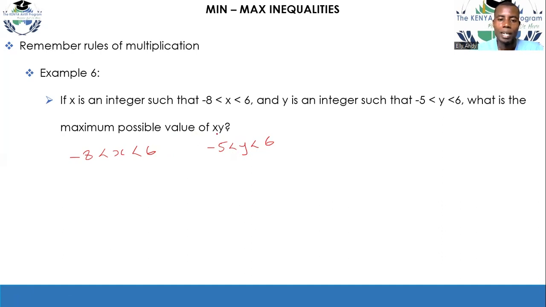In essence, we are being asked, if we were to multiply any value of x and any value of y, what is the greatest possible product of xy we can find? Now, let's look at values of x here first. We'll just be looking at the minimum and the maximum values. For minimum x here, we'll have the first number that is greater than -8, that is -7. And for the maximum, we'll have the first number that is less than 6, that should be 5.